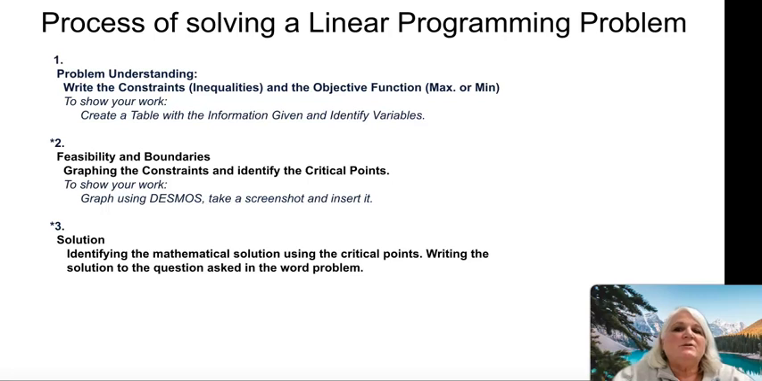So the first thing that you do when you get a linear programming problem is you have to read the problem, and then you have to pick out the constraints, the boundaries, which are the inequality equations. You have to write your objective function, which is always in your question, and it's the maximum or the minimum, and it's important that you write that down because it depends on which it is as to how big of a number you're looking for or how small of a number.